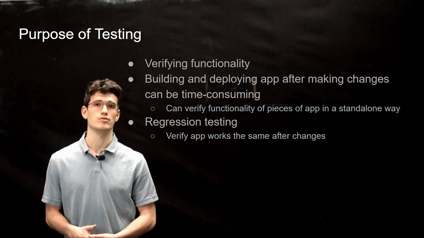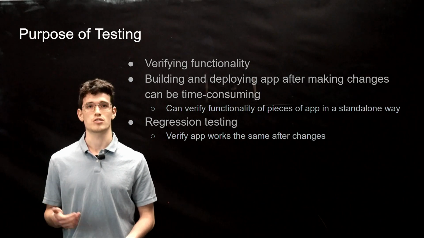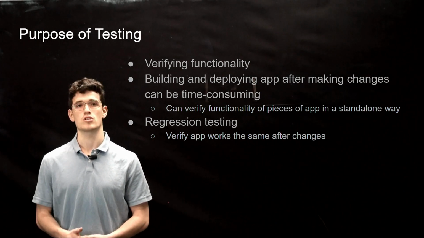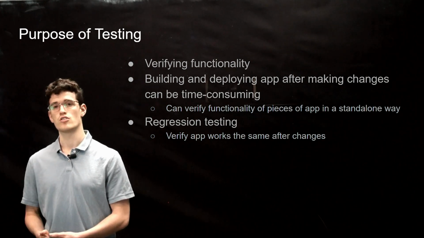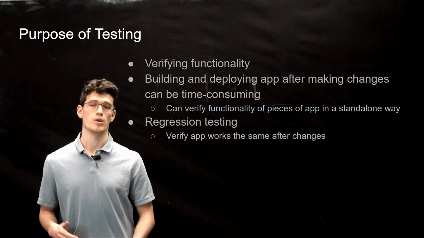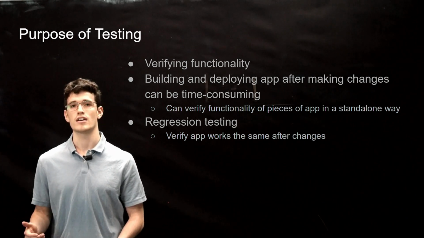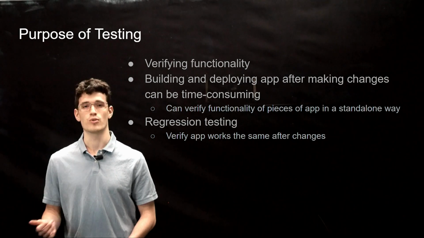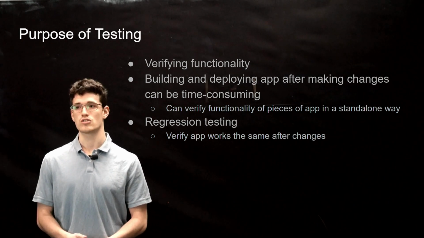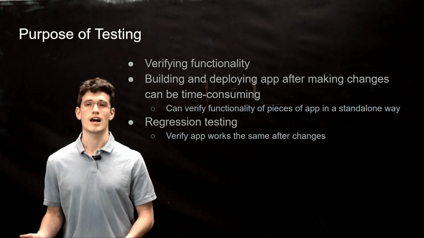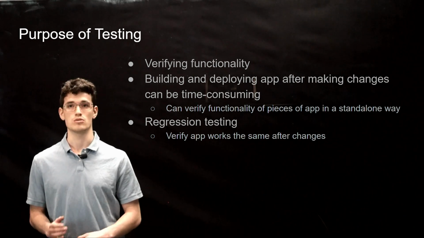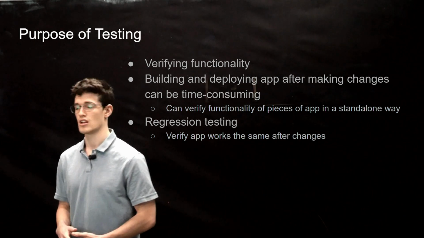So it is possible to verify the functionality of just pieces of our app in a more standalone way, which we'll get to soon, is called unit testing. And furthermore, we want to be able to do regression testing, which basically means whenever we make changes to our app, we want to verify that the app works the same as before we made those changes. And this is particularly relevant when we are making changes to pieces of code like classes we have already made in the past and have already had significant changes to now. So you want to verify that the app works the same in those cases.